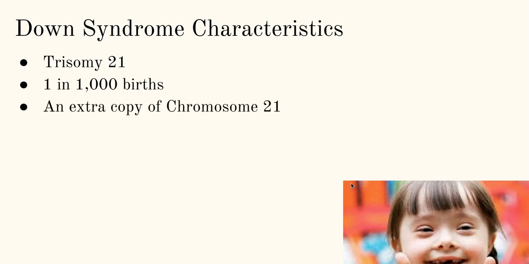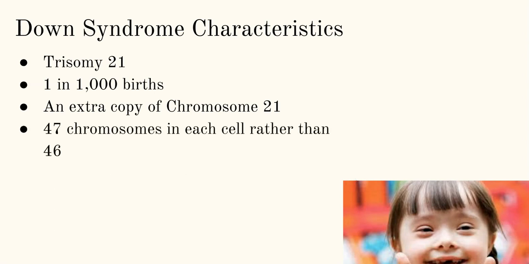So let's talk a little bit about people with Down syndrome, sometimes called trisomy 21. This is going to be about 1 in 1,000 births, and these individuals have an extra copy of chromosome 21, so they've got 47 chromosomes because they've got 3 chromosome 21s rather than 2 of them, so they've got 47 total in each cell rather than 46.